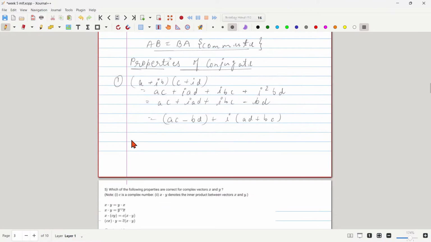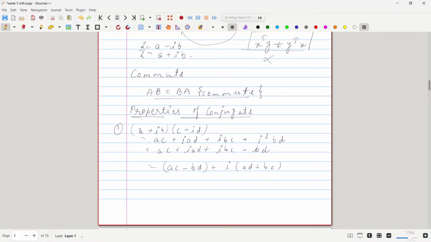Now if I want to take the conjugate of the same, this will be a bar, and here I will change the sign of iota. That is ac minus bd, and since here it is plus, after changing it will become minus iota times (ad plus bc). Okay.